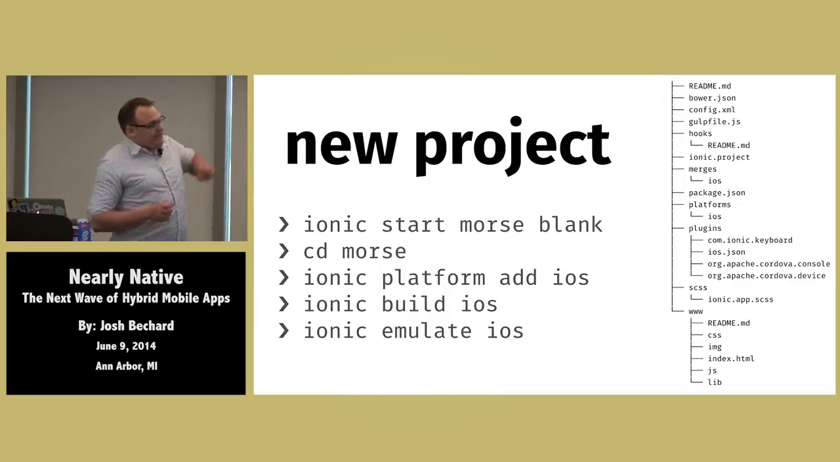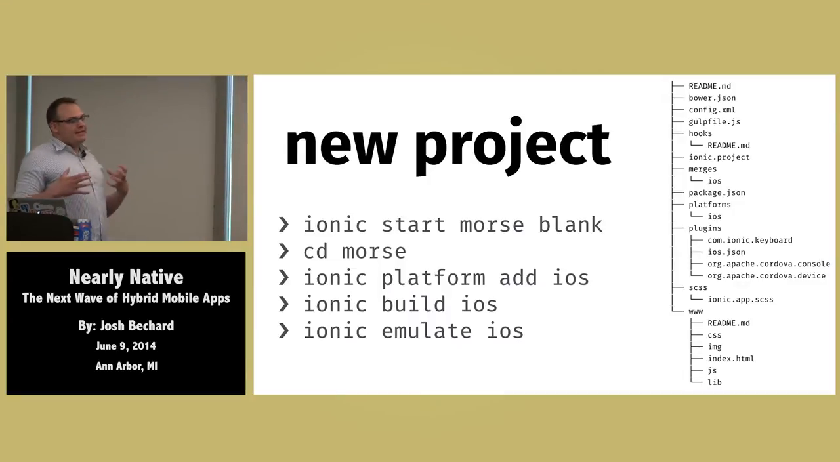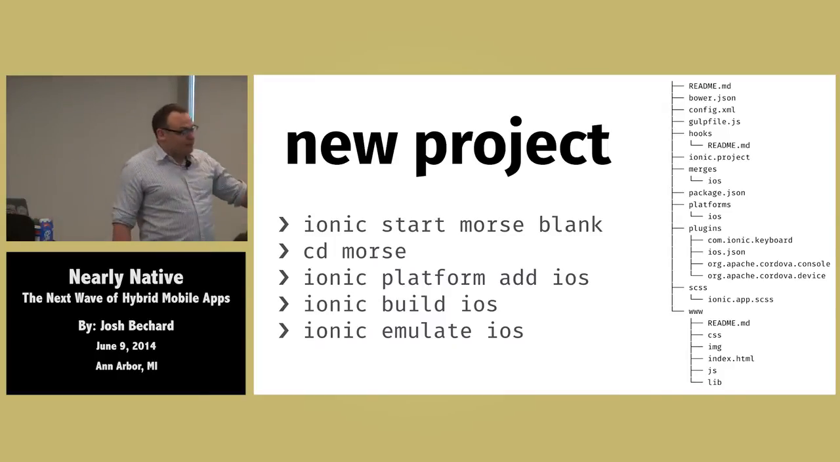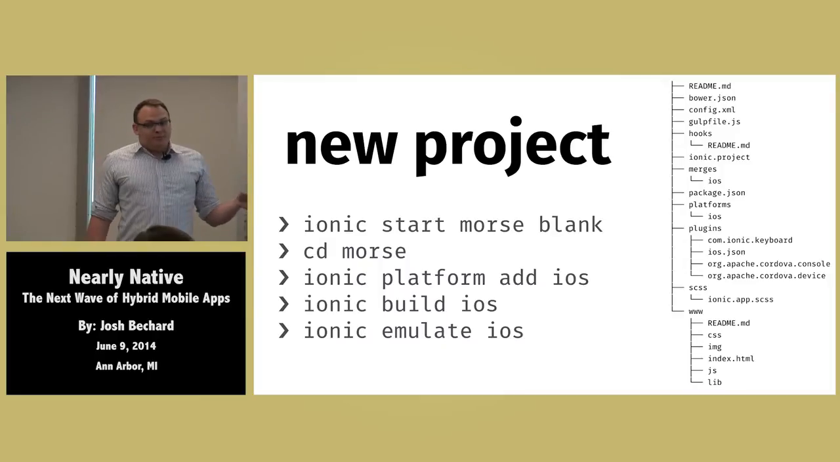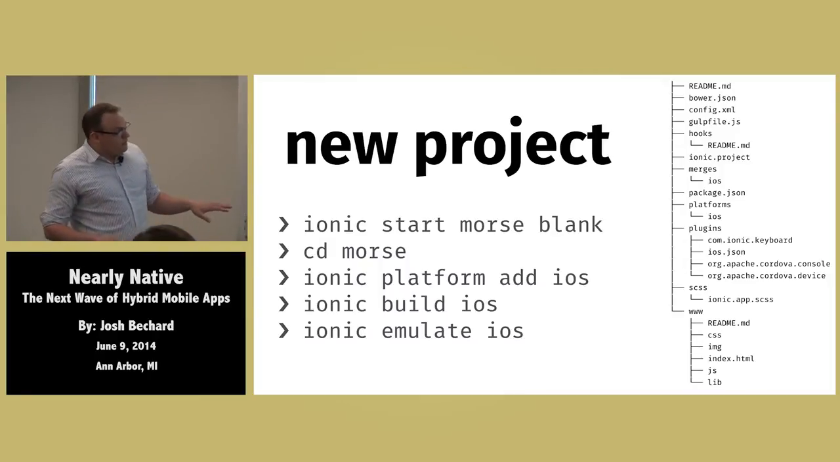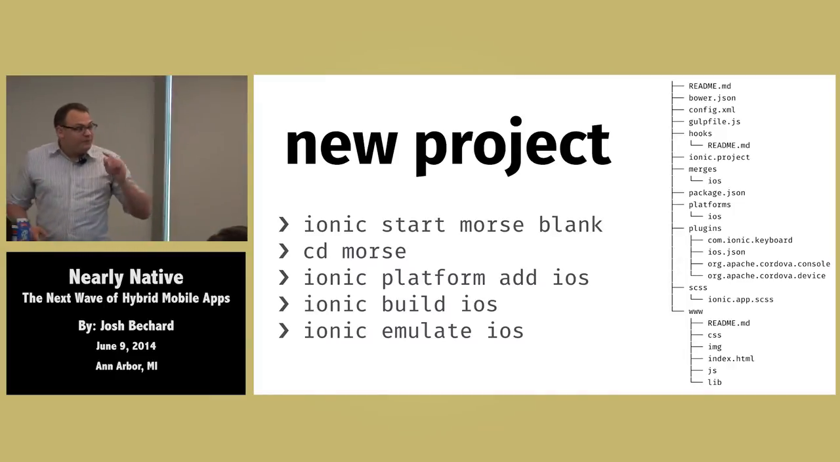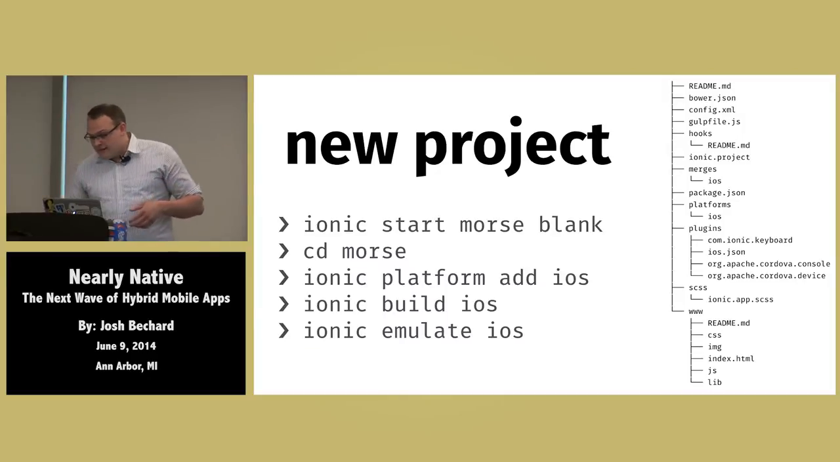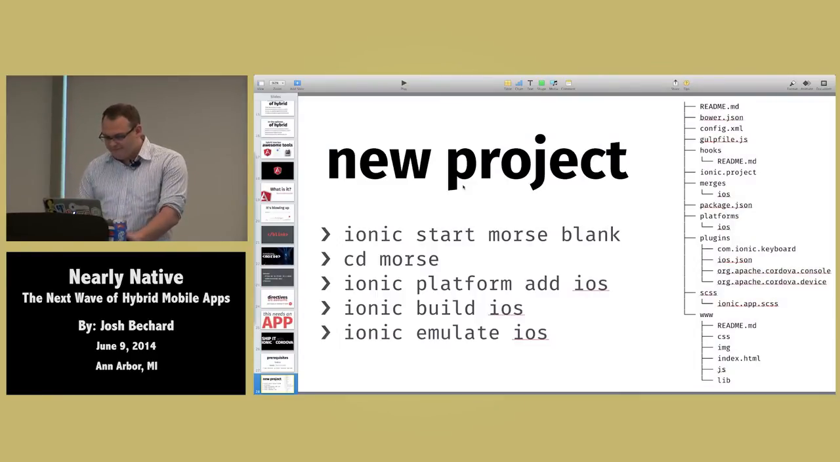We'll pop into Morse, and because I want to emulate on iOS, you can add different platforms, right? So all I'm going to add at this point, I'll leave Android to the reader, we'll add iOS as a platform. We can then build iOS, and then we can emulate iOS. And so let's do that right now.